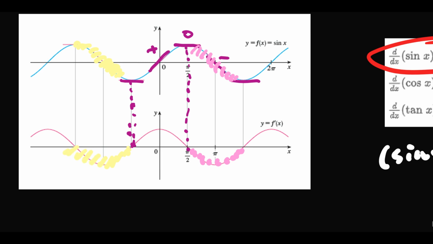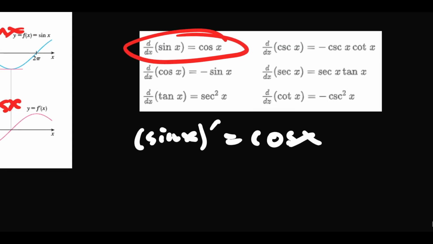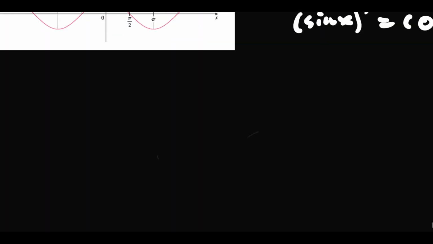Let's erase all this now. When you look at the graph of sine, you notice that the derivative is essentially just cosine. This one's cosine of x, this one's sine of x, so the derivative of sine x is cosine x. How do you prove that? We're going to prove it in a minute. Let's just do some problems using these functions, and then I'll show you the proofs after the fact.